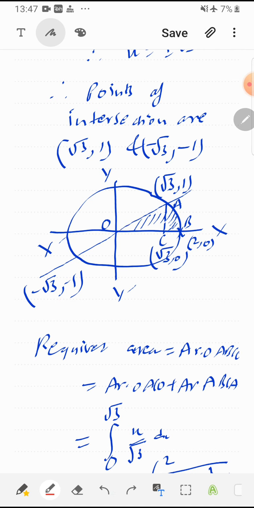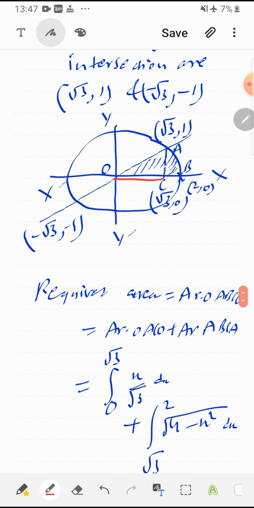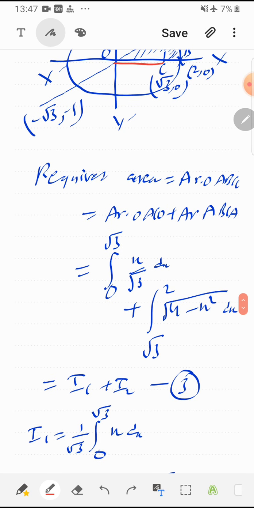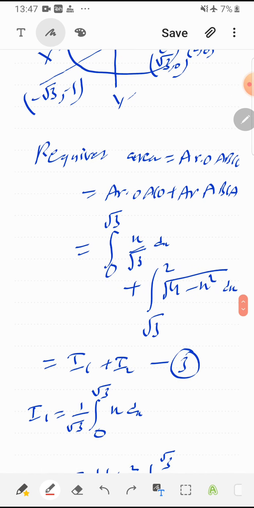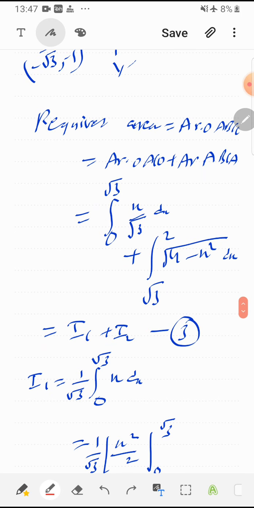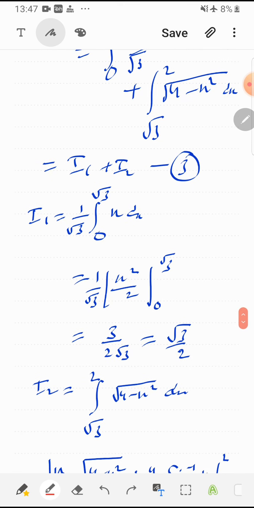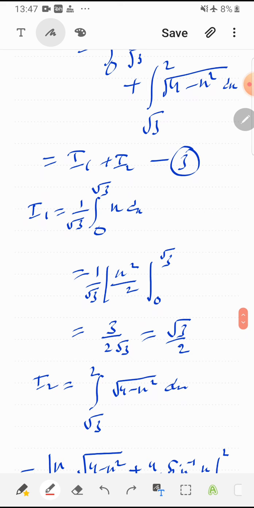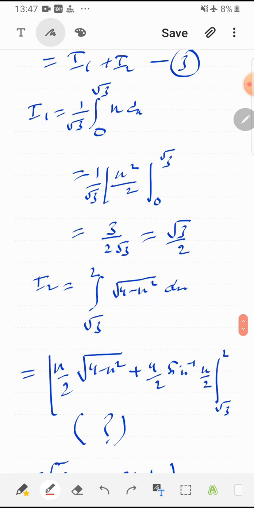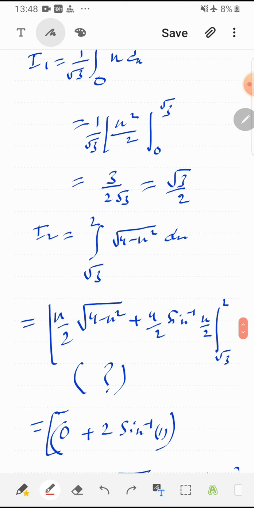So that means this time I have to find required area with the help of two integrals, first from 0 to root 3 under the line, and then from root 3 to 2 under the circle. So I have made two integrals and with proper limit. Now I strongly recommend that to avoid silly mistakes, give symbol I1, I2, and after that consider them separately. Like I1 is equal to 1 by root 3 integral 0 to root 3 x. So after power rule and putting the limit, we are getting root 3 by 2. And second integral is root 3 to 2 root 4 minus x square dx. Again applying the root a square minus x square formula, and write that formula in the region also.